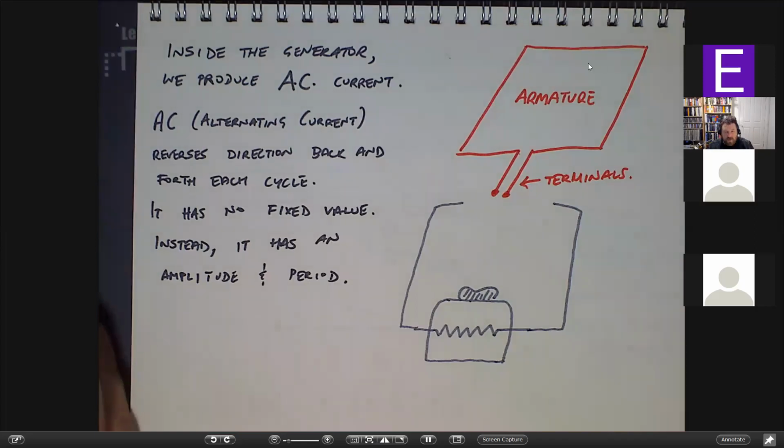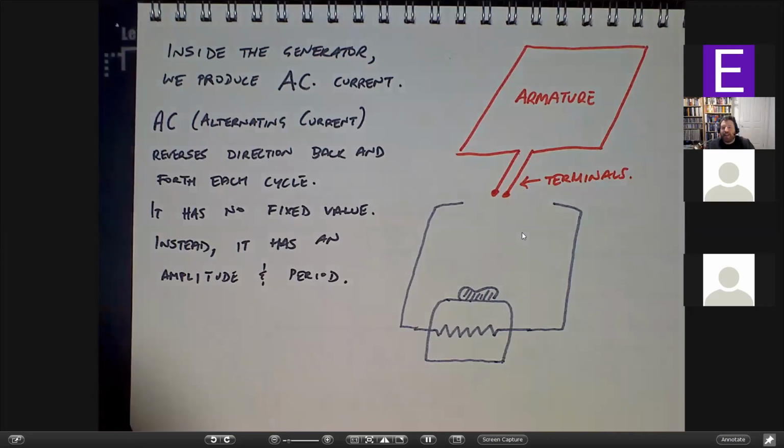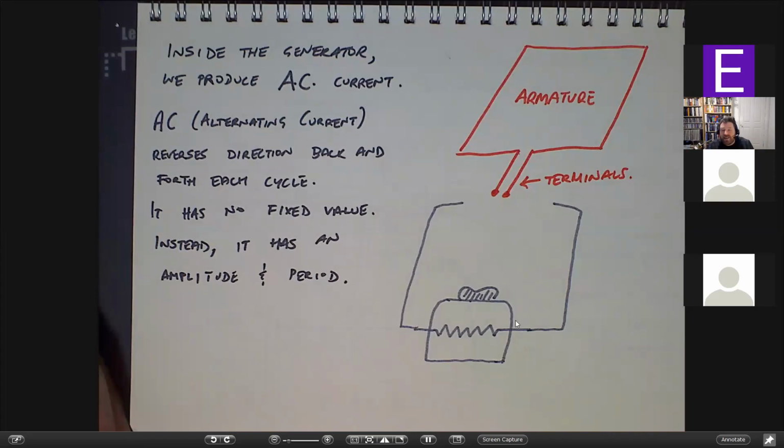So we need a way of getting the electricity out where we have the armature electrically connected to our toaster, to our load, to our external circuit, but not physically connected. Now, we've already seen one way of doing this. What is that way?